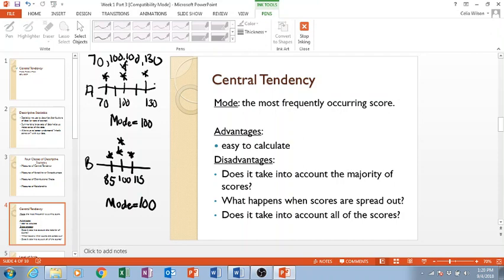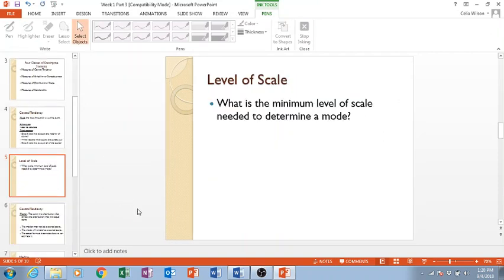Right? So when the scores are spread out, the mode does an even worse job of capturing or representing all of the scores. And does it take into account all the scores? No, we were just talking about that. So the mode, while useful, can be misleading, right? Or it can not provide us enough information. Okay, so let's look at it a little further.